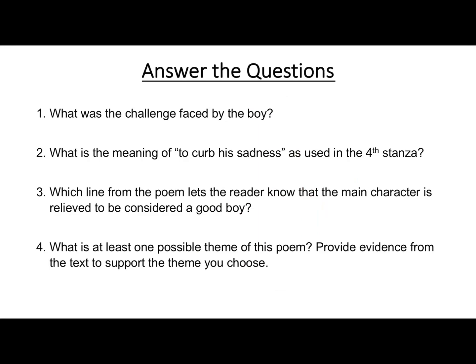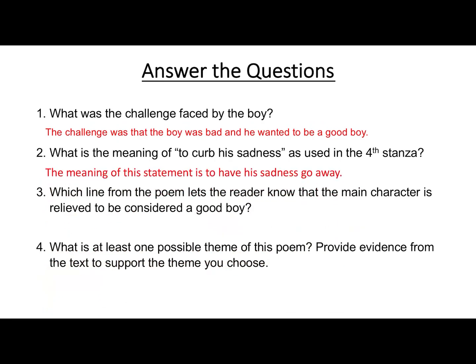So now we're going to answer the questions, and this is the last step. So what was the challenge faced by the boy? Well, the challenge was that he was bad and he wanted to be a good boy, so that was his challenge. The meaning of to curb his sadness really meant that he was to have his sadness go away. If you look at the context clues in that stanza, it tells us of all of these things that he was doing in order to make his sadness go away.